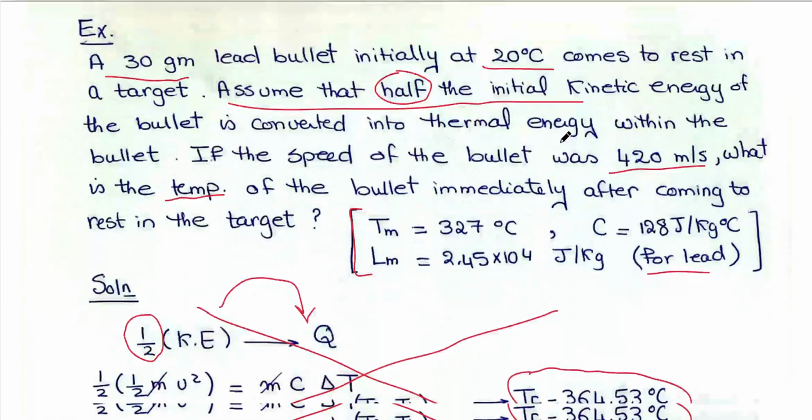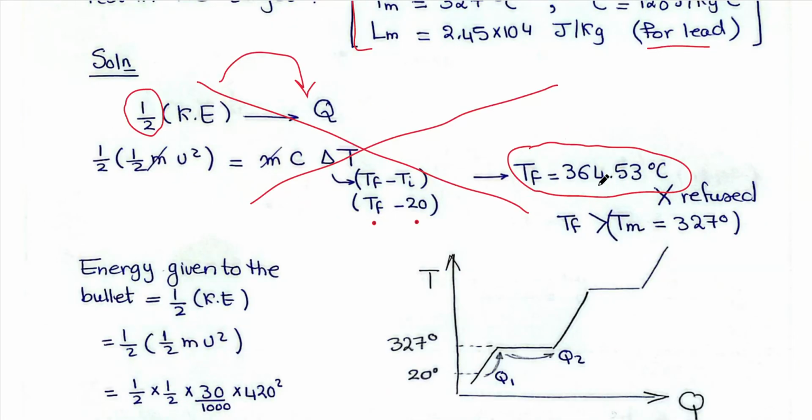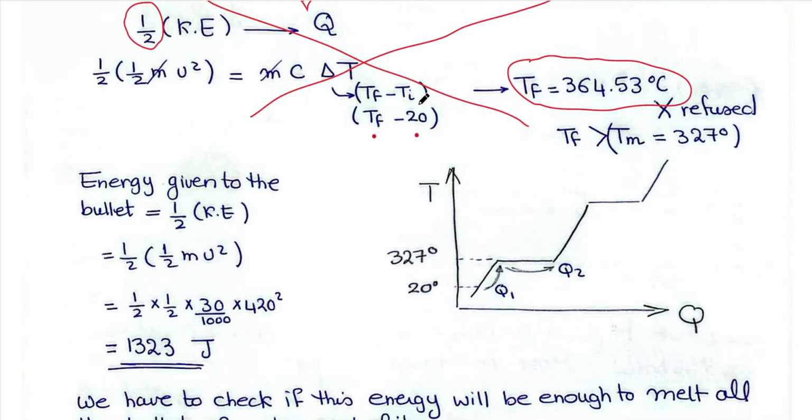But now, when I did the same, the melting temperature is smaller than this. So this is wrong. This means that the energy given to the bullet to increase its temperature, part of it is used to increase its temperature till reaching the melting temperature, and then part will melt part of the bullet.